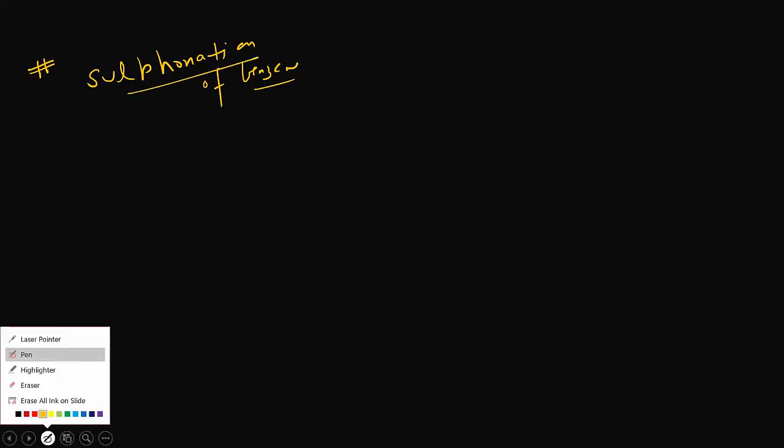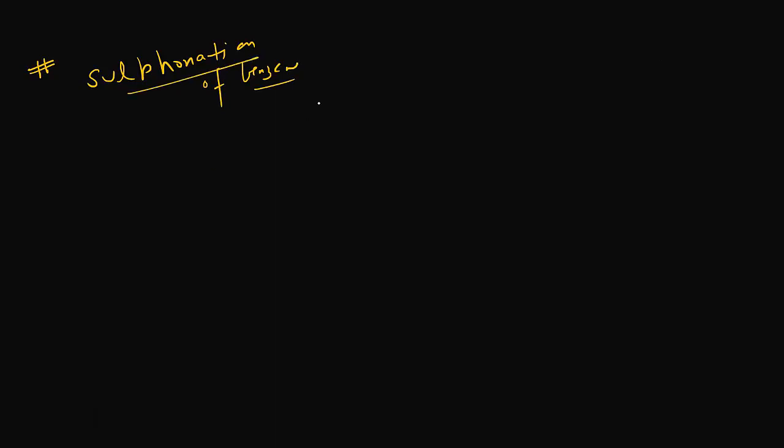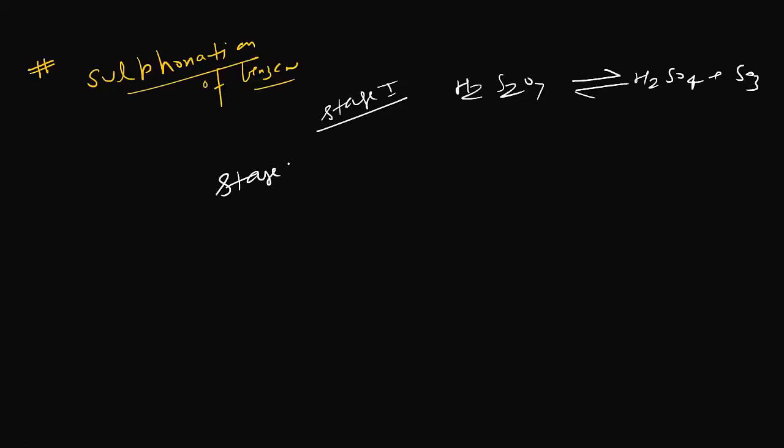Sulfonation of benzene. Again, as you know, stage one. Oleum, H2S2O7, is a mixture of H2SO4 and SO3. SO3 is actually our electrophile here. SO3 is our electrophile, so that is going to attack the benzene ring.